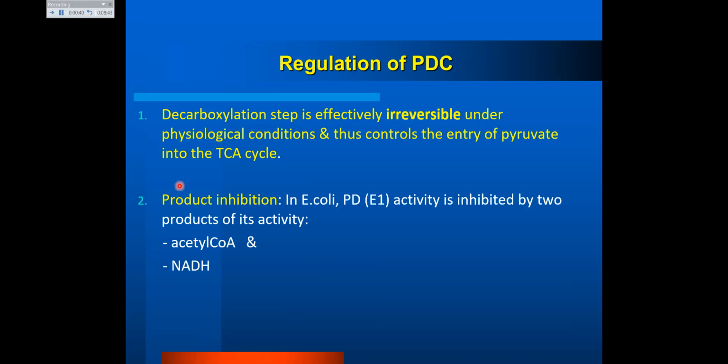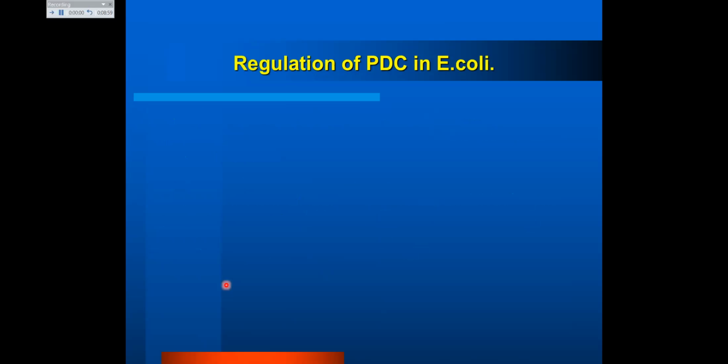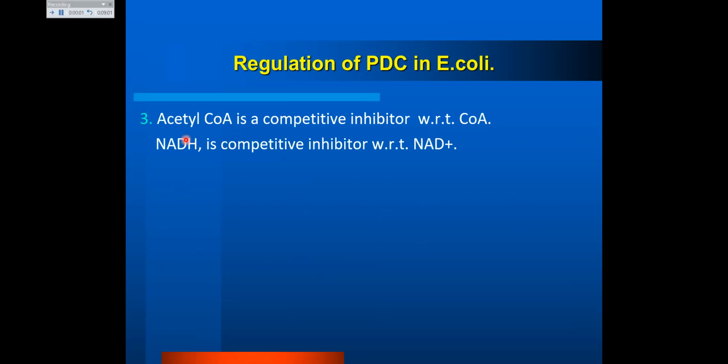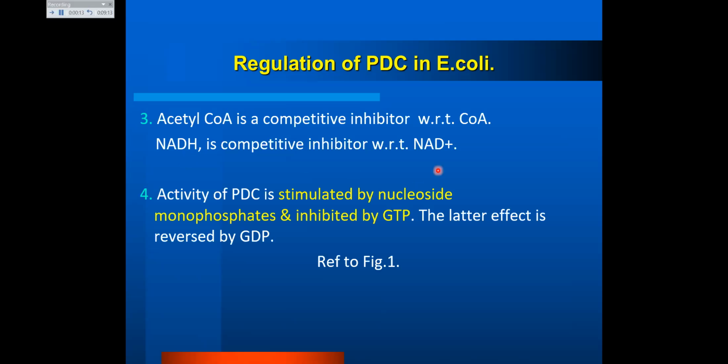The other way is the product inhibition mechanism. Like in E. coli, the activity of pyruvate dehydrogenase, basically enzyme E1, is inhibited by two products of its activity, that is acetyl coenzyme A and NADH. So here acetyl coenzyme A is a competitive inhibitor with respect to coenzyme A, and NADH acts as a competitive inhibitor for NAD+.